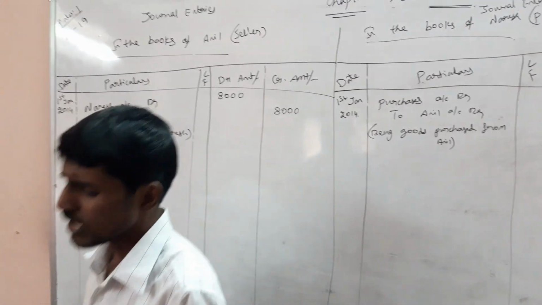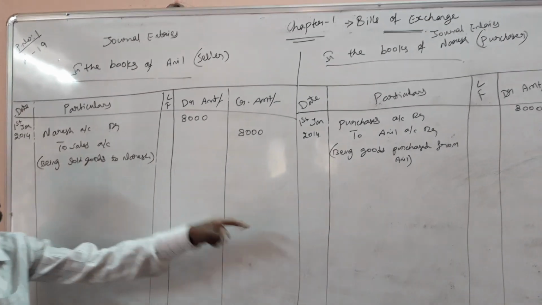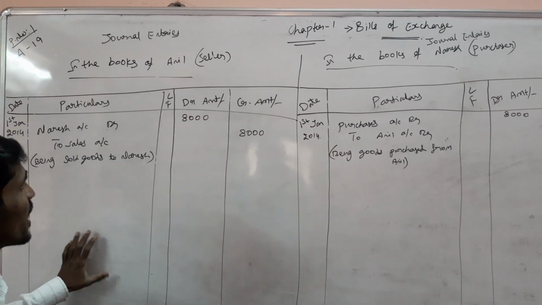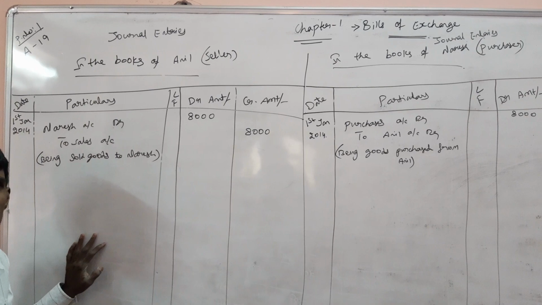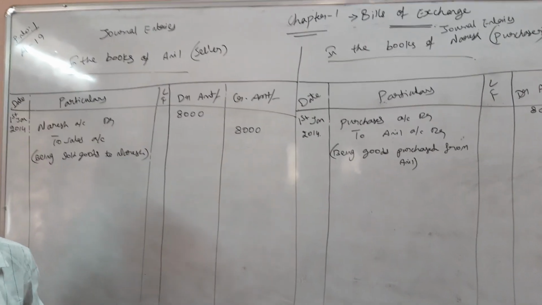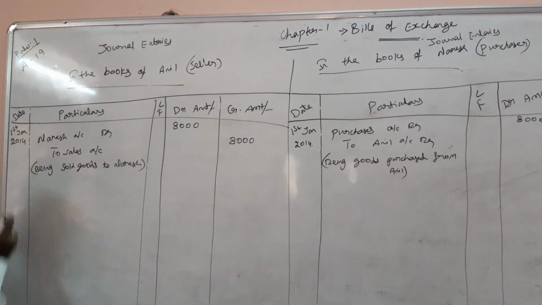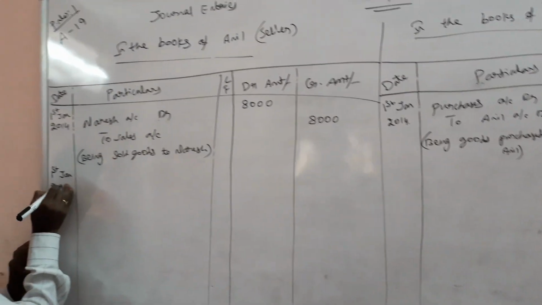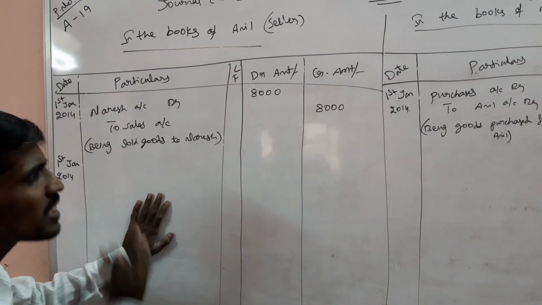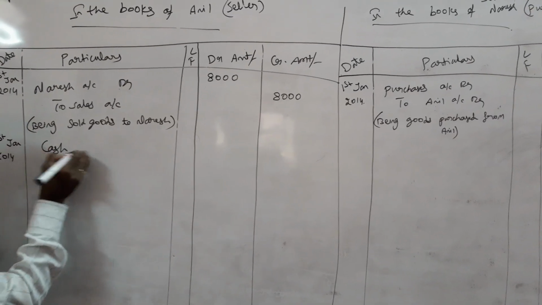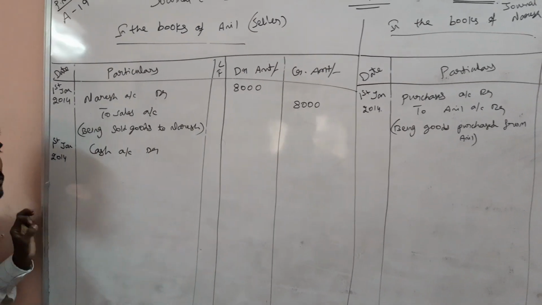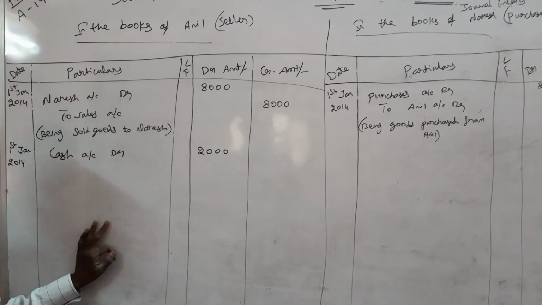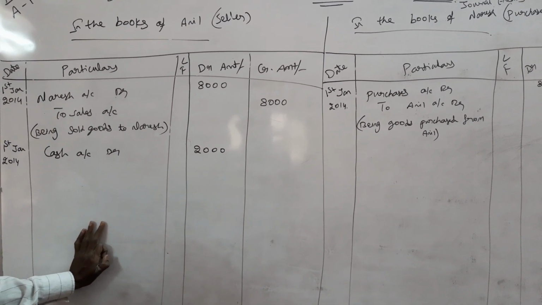So Naresh immediately paid cash for the discount of 2% and he gave the bill also. Anil immediately did the entry. So what will be the entry here? On the same day, 1st Jan 2014, he paid cash immediately. Cash account debit. What will be the amount he paid? He paid 2000 rupees as cash.